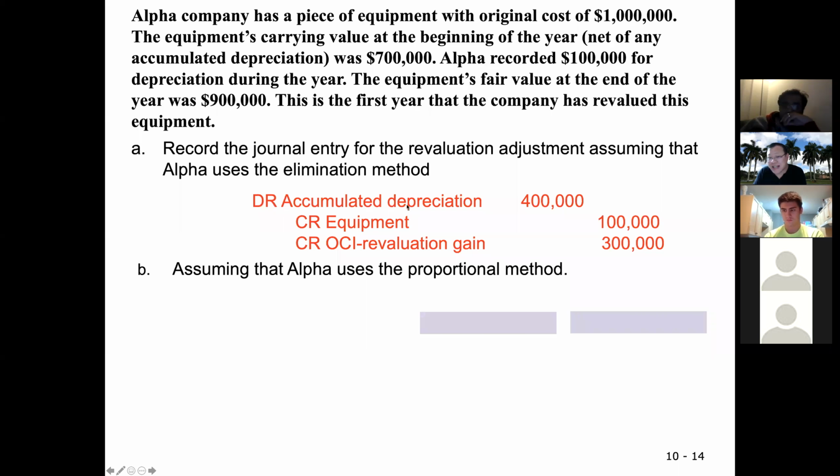That's why I debit, because I need to eliminate this account, right? Yeah. And you know why we credit equipment? So I just need another credit for 300, which is OCI revaluation gain. Okay. Any other questions?